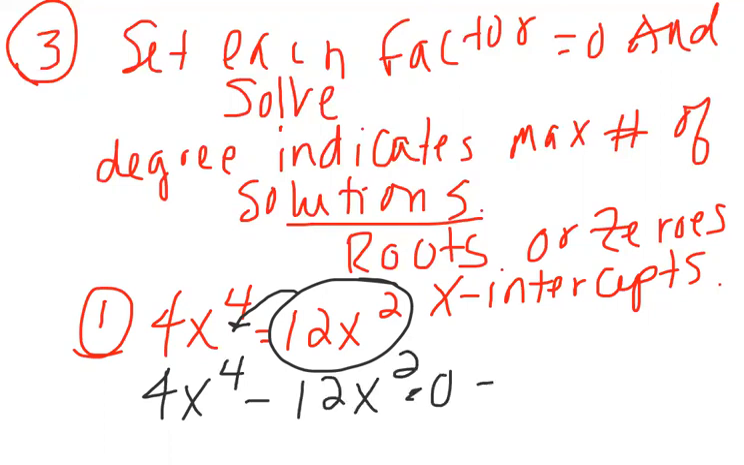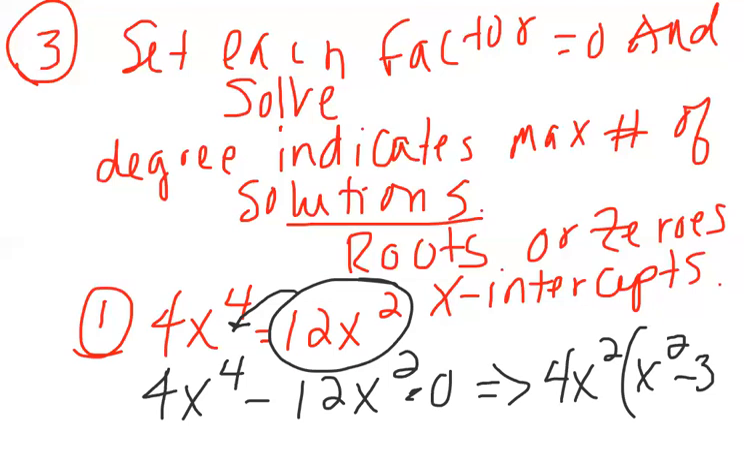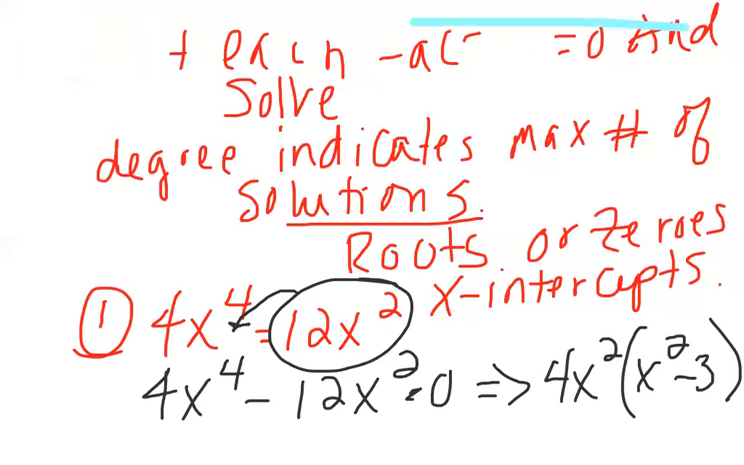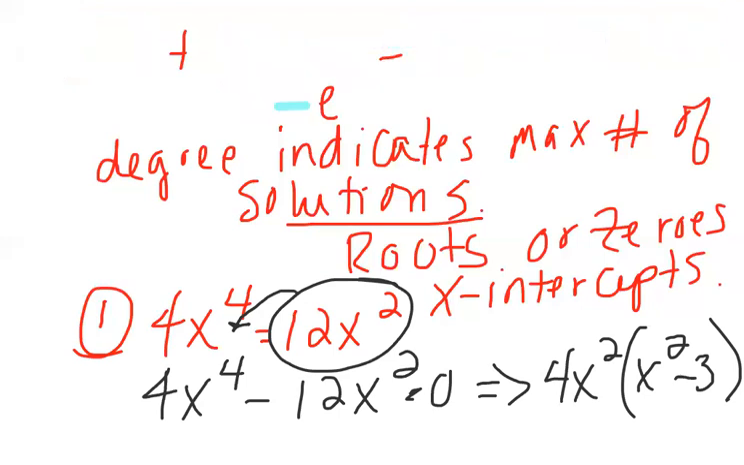Now, once you have your polynomial equal to 0, the next step is to go ahead and factor the polynomial. If you look carefully at this 4th degree polynomial, it has a GCF of 4x squared, guys, 4x squared. Factor it out. Once you factor it out, you'll be left with x squared minus 3. And so you've got your factors. Now it's time to go ahead and take each factor, set it equal to 0, and solve.